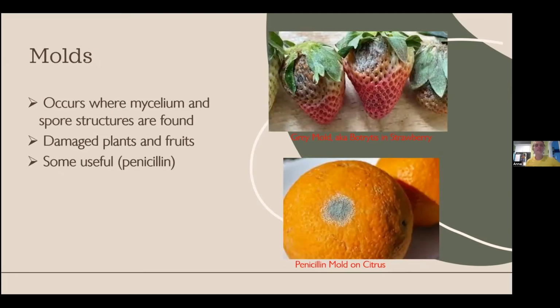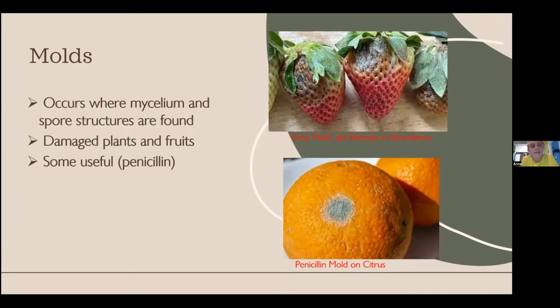Molds are another good sign of plant disease. They occur where mycelium and spore structures are found, and they can occur on the plants or the fruits. Some are useful. Two of the really common ones in our area, if you've ever tried to grow strawberries, pretty good chance you've seen this gray mold on your strawberries. It's called botrytis, and you can see where that mold is actually kind of fuzzy and causing a watery, sunken, rotted section of that strawberry.